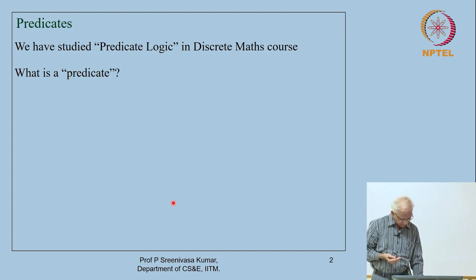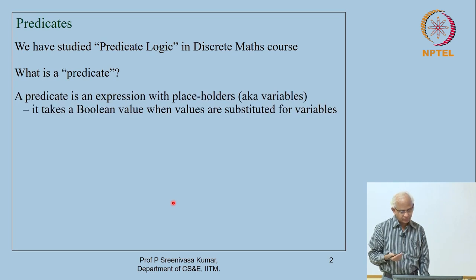Okay, so let me present the definition then. It is basically kind of an expression with some kind of placeholders. You can call them variables, and if you substitute values for those placeholders, they hold the place. So you put a value there, then the whole expression assumes a truth value, it becomes true or false, a Boolean value, right. That is what predicates are about.